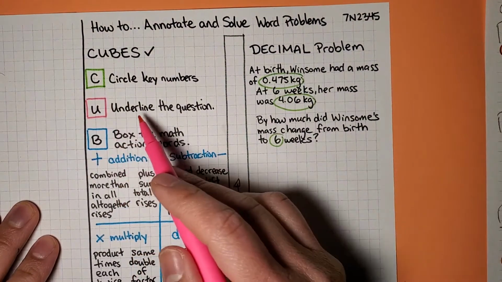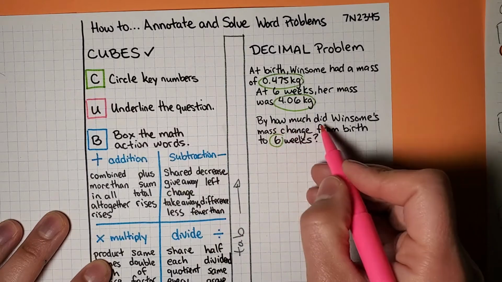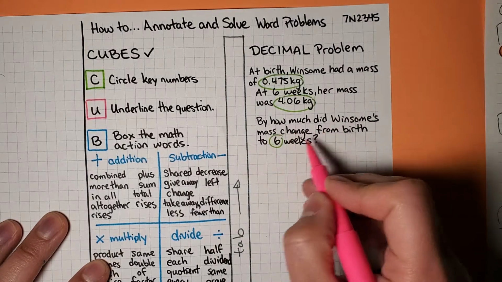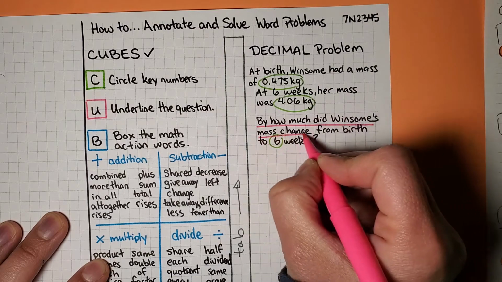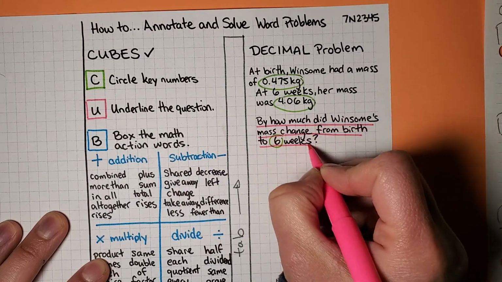Next step, underline the question. By how much did Winsome's mass change from birth to 6 weeks? So how much did Winsome's mass change from birth to 6 weeks?